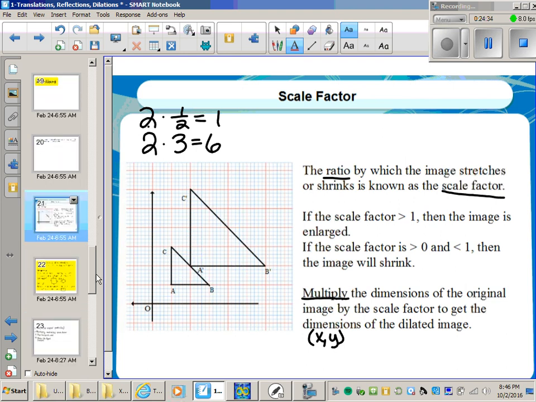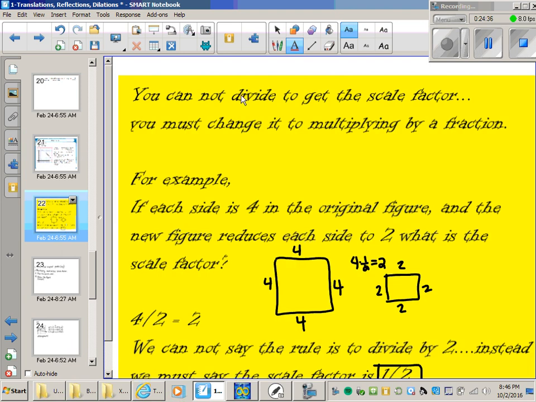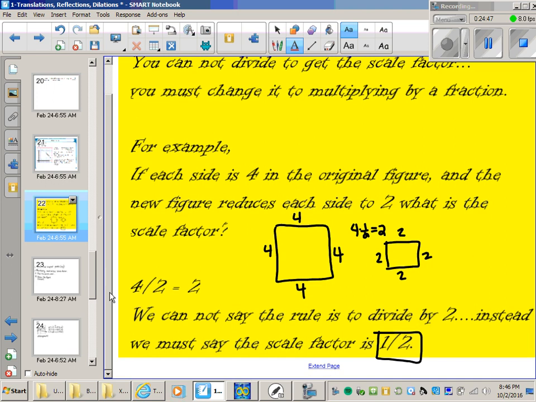So let's look at some examples of this. Okay, before we do that, though, remember you cannot divide to get the scale factor. You must change it to multiplying by a fraction. So for example, if each side in the original figure is 4, and the new figure reduces each side to 2, what is the scale factor?